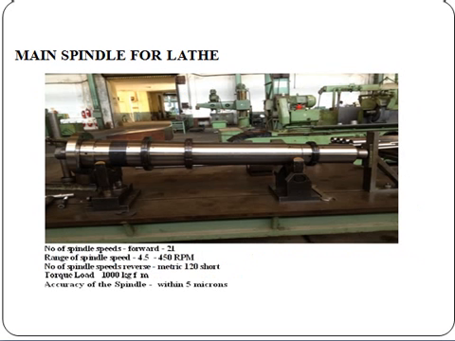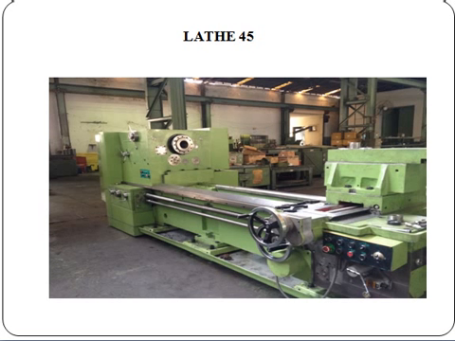The main spindle of the lathe. In this spindle, the number of spindle speeds forward is 21. The range of spindle speeds is 45 to 1500 rpm. The number of spindle speeds in reverse is 12. Torque load is 1000 kg per meter. Accuracy of the spindle is within 5 microns. This spindle is used in HMT Machine Tools for the lathe 45. The lathe 45 is shown here. See this lathe 45.